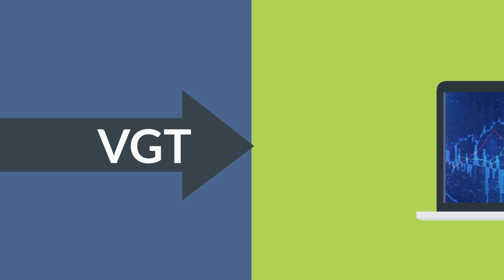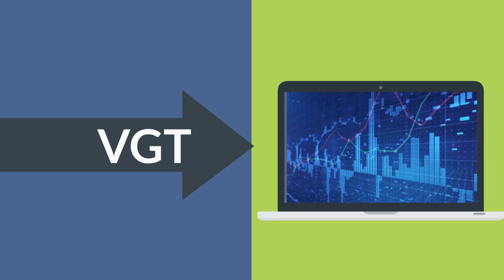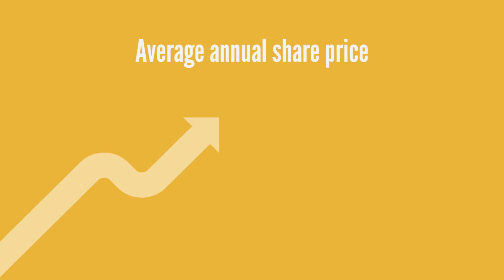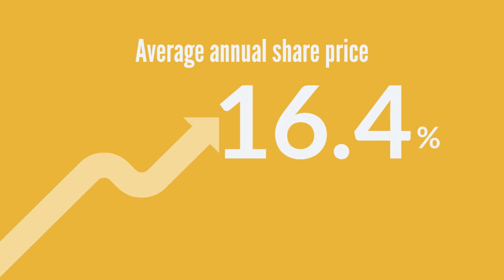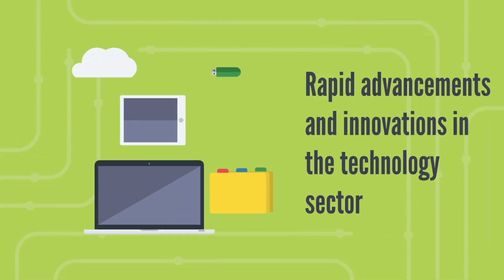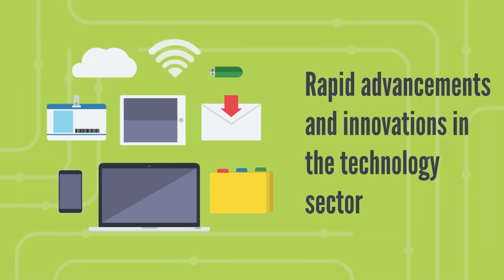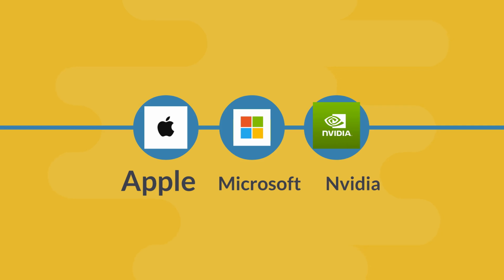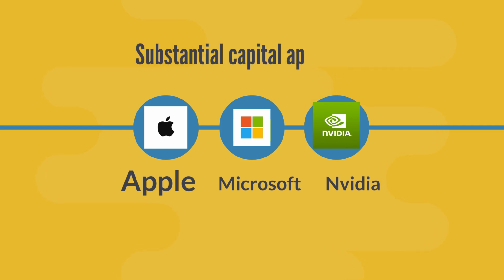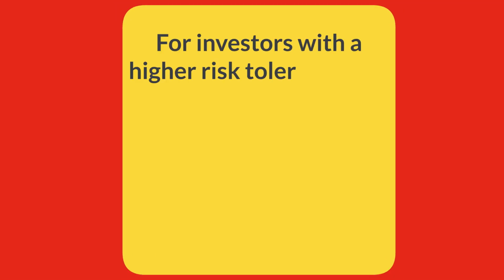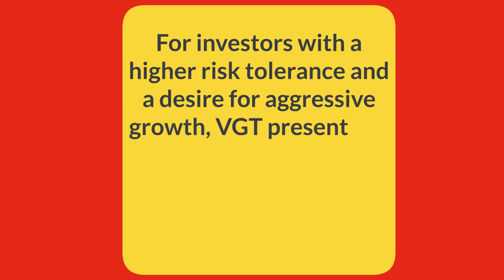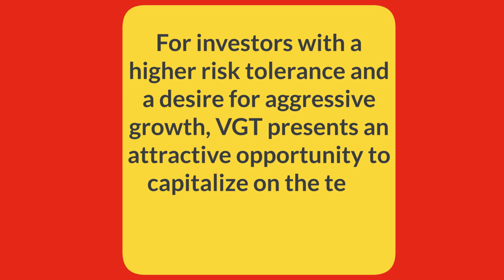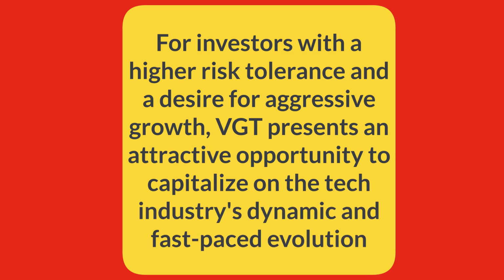In contrast, VGT has experienced remarkable stock price performance, significantly outpacing SCHD. With an average annual share price increase of approximately 16.4%, VGT has benefited from the rapid advancements and innovations in the technology sector. This ETF has captured the impressive growth of tech giants like Apple, Microsoft, and NVIDIA, which have driven its substantial capital appreciation. For investors with a higher risk tolerance and a desire for aggressive growth, VGT presents an attractive opportunity to capitalize on the tech industry's dynamic and fast-paced evolution.